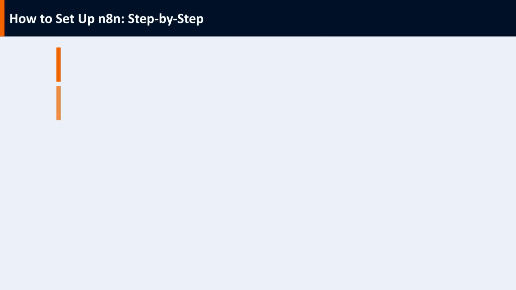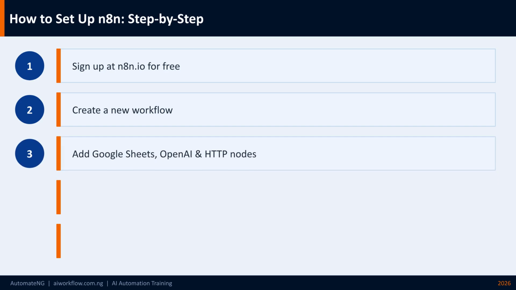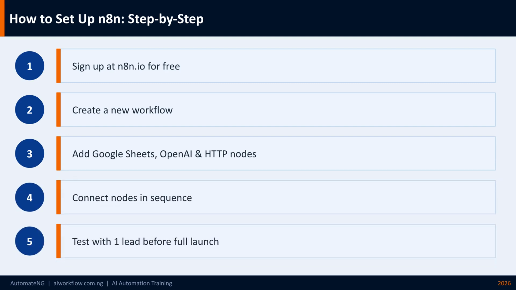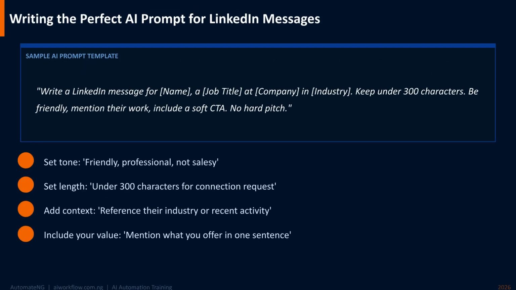Setting up N8N is simple. Sign up for free, create a new workflow, and add nodes for Google Sheets, OpenAI, and HTTP requests. Connect these nodes in sequence and, critically, always test with a single lead before launching the full campaign to avoid errors. The AI prompt is the heart of your personalization engine.